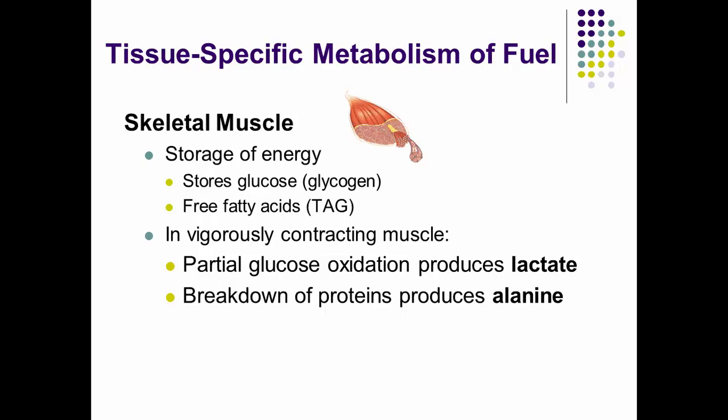During muscle contraction, we're going to talk about this later in the exercise session, glucose can be partially oxidized to produce a lot of lactate. The lactate production significantly affects exercise performance, and depends on which muscle fibers, and also on trained and untrained individuals. The amount of lactate production is quite different.